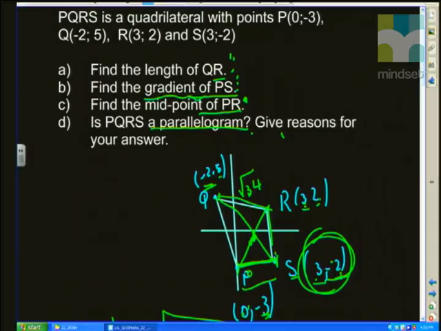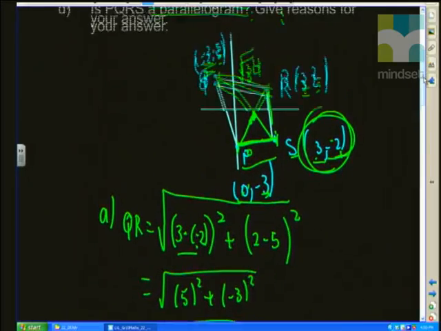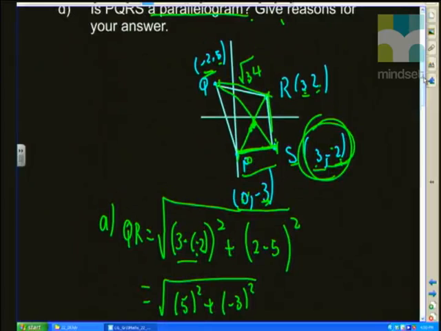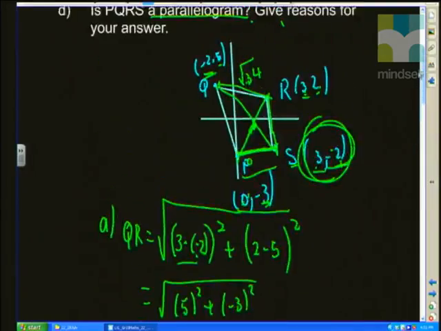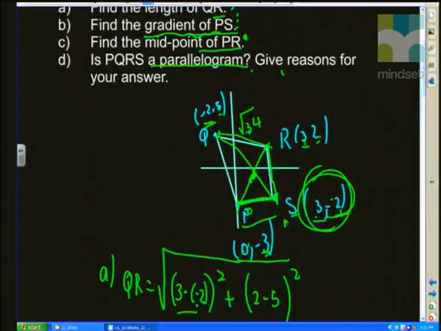So remember, we've worked out the gradients of PS, okay? Now, in order to show it's not a parallelogram, you simply need to show that PS is not parallel to QR. How do we do it? We've worked out that the gradient of PS was a third. Okay, so that was part B. We worked out that this gradient was a third. I now need to work out the gradient of QR.